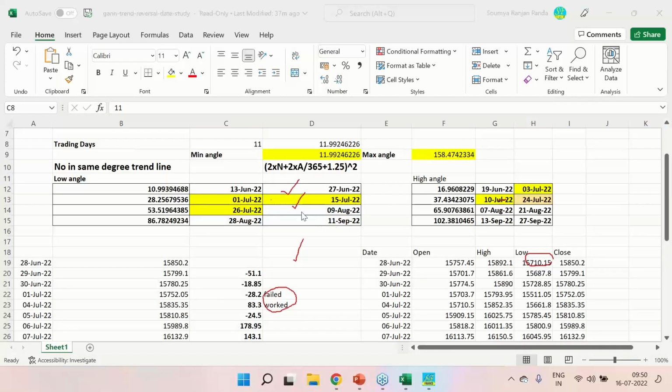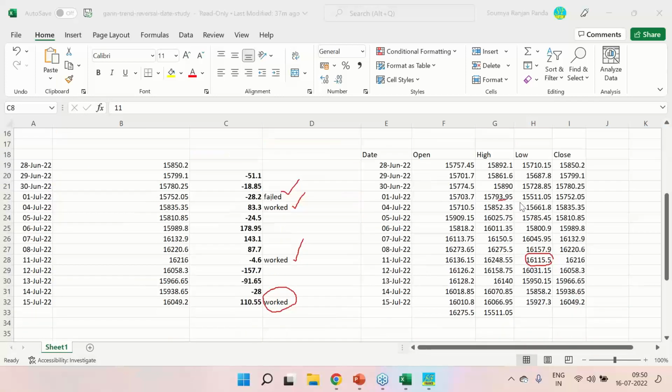So all these trend reversal dates, out of these 6 days, the highs and lows will happen. The monthly high and low will happen in 90% of cases. Like July month's low so far is 15,511. This happened on the 1st of July, which was a trend reversal day.